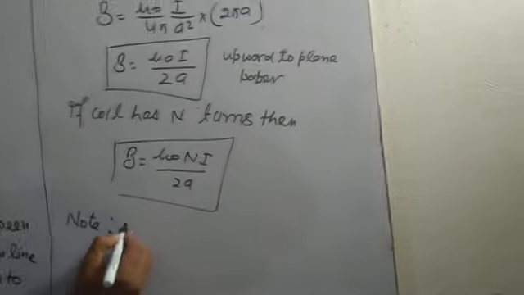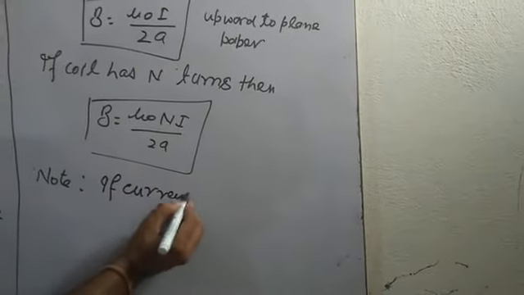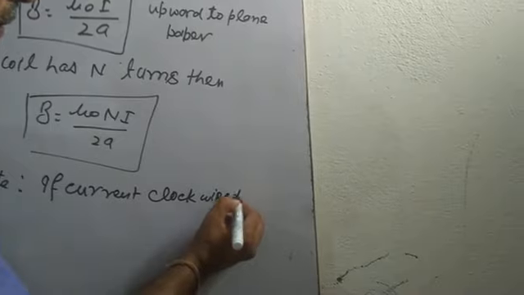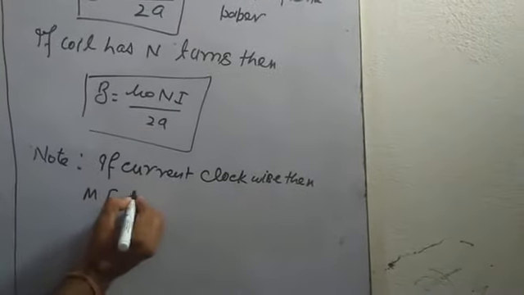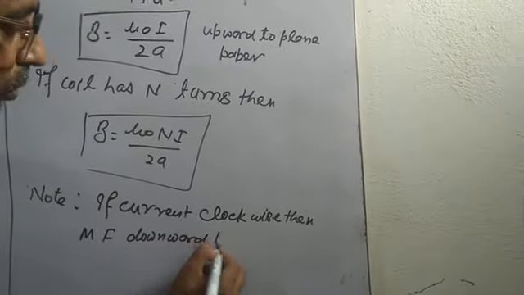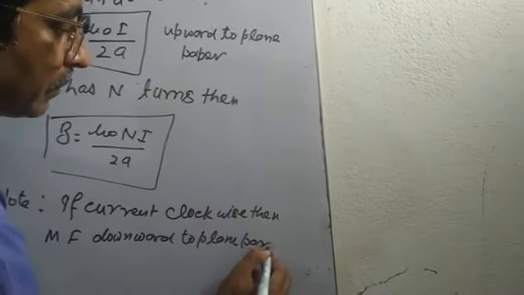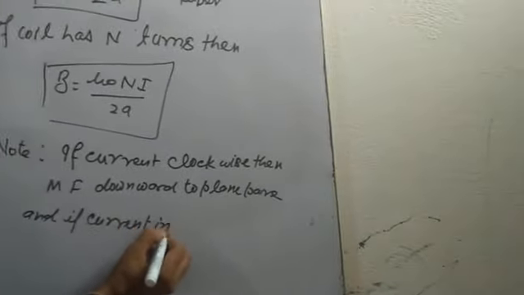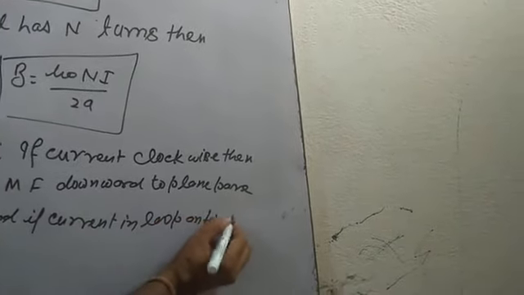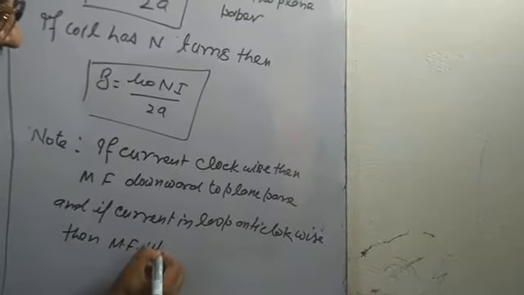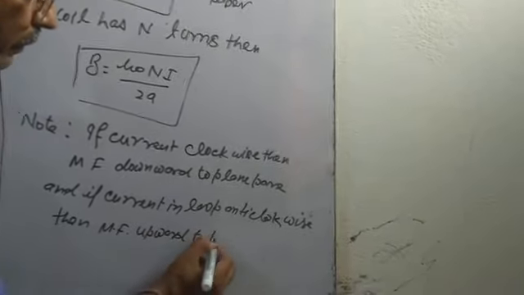Note point: if the current is clockwise, then the magnetic field is downward to the plane of paper, and if the current in the loop is anti-clockwise, then the magnetic field is upward to the plane of paper.